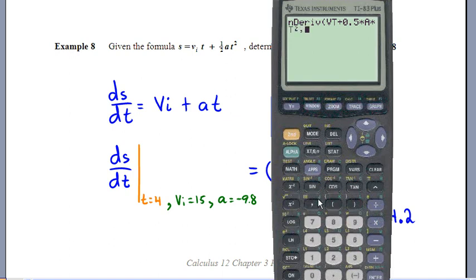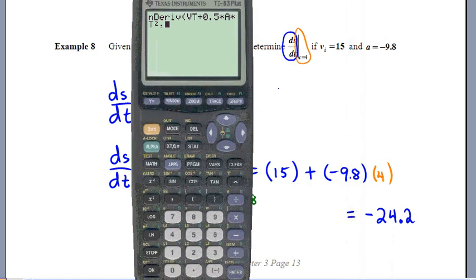There's my function. And then I have to tell it after a comma, hey, what is the actual variable that we're doing the derivative with respect to? That's going to be this t right here, where Leibniz says dt. So I'm saying, hey, by the way, t's are changing. And it's like, okay. And then after that, I'm going to put in the value for t that I wanted to check at. Please check it at 4. And then it says, okay, there's the answer, negative 24.2.